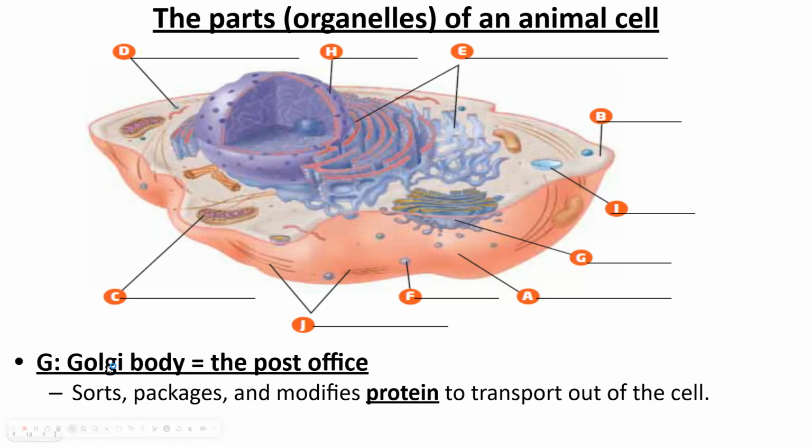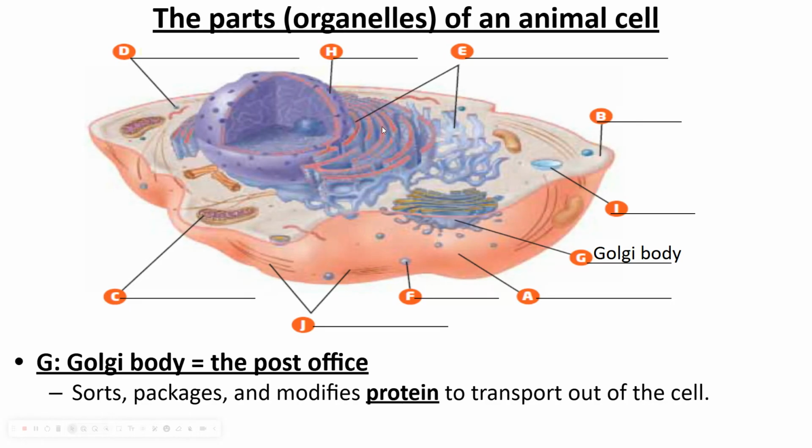Next, we're going to go to the Golgi body. The Golgi body is sometimes called the post office, and sometimes we say that it looks like a stack of pancakes. This is the Golgi body here, G for the Golgi body. And what it does is, let's say, for example, the DNA has instructions to make a protein. The DNA would send those instructions to a ribosome. So suppose that the ribosome on the rough ER gets the instructions. The ribosome on the rough ER would make the protein.